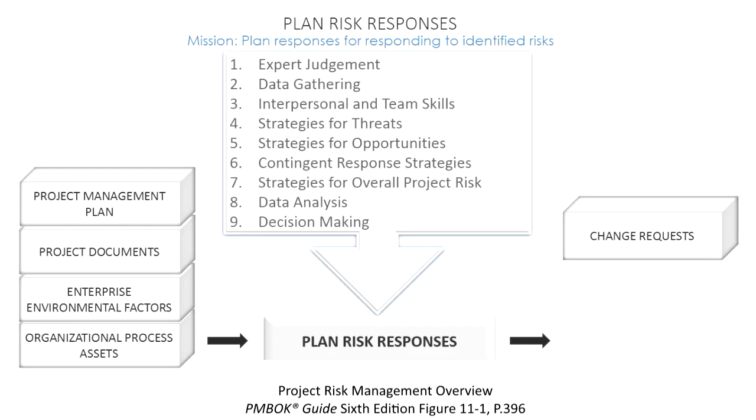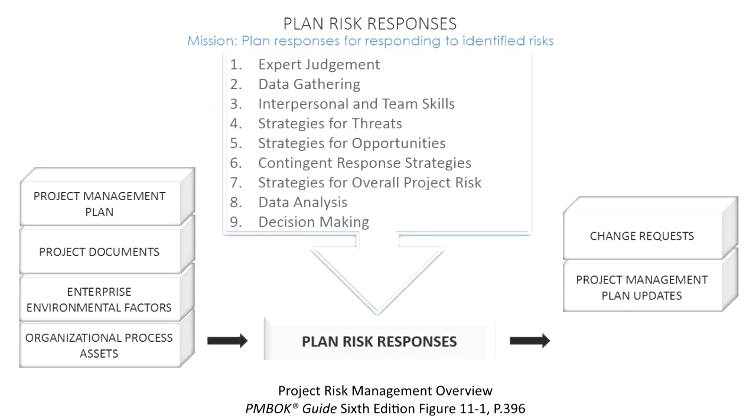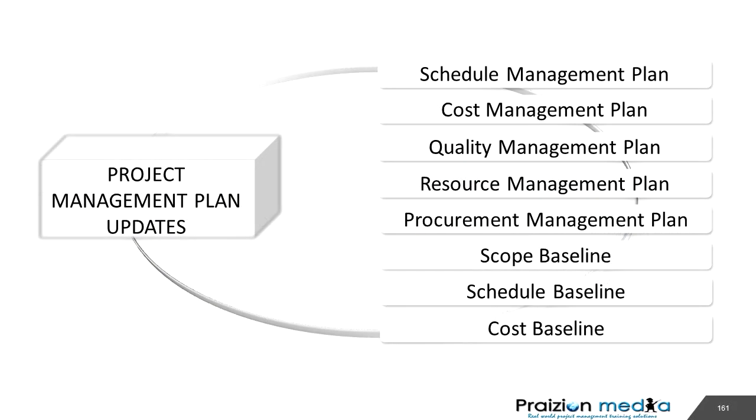Let's take a look at our outputs here. The first one is change requests. There could be a change to the cost and schedule baselines on a project. The next output is project management plan updates, and this refers to any updates to the project management plan. There could be a wide variety of updates. Of course, the risk management plan could be updated at this point because there's still stuff to be done. Mysteriously, it is not mentioned in the bullets, but be aware that it could be updated.